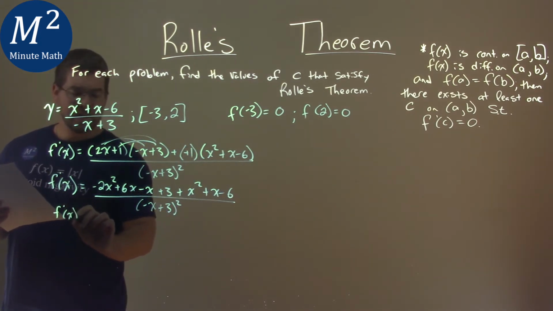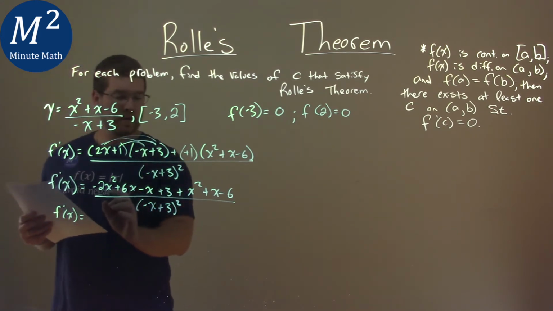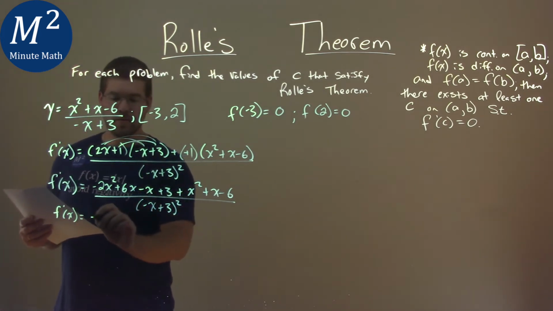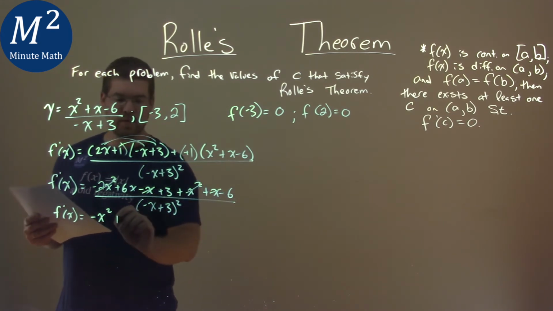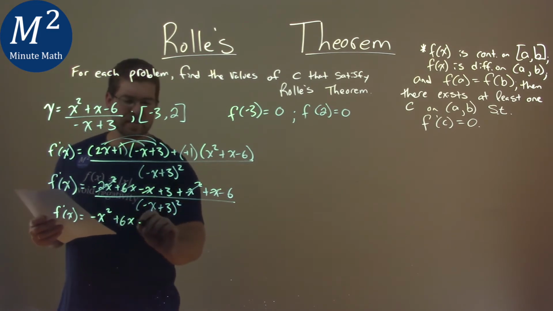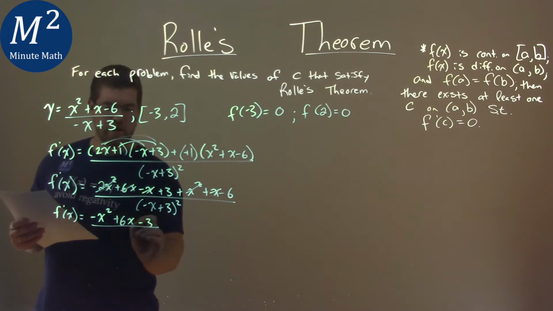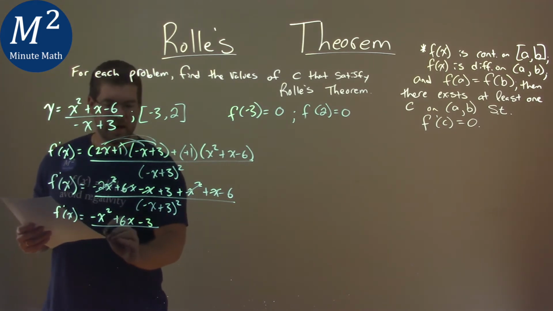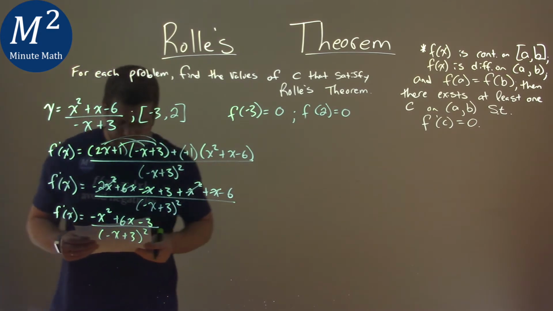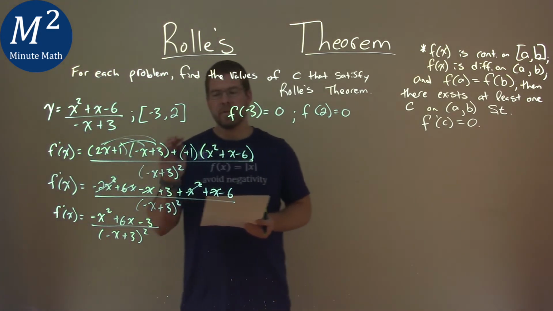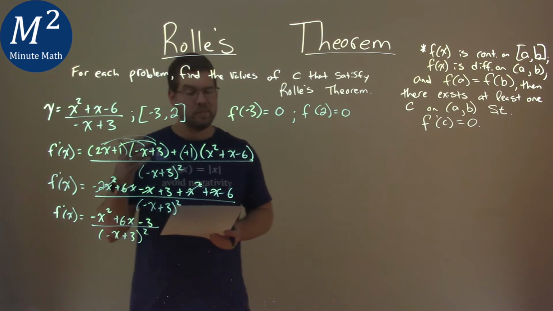F prime of x now is equal to, combine our like terms, negative 2x squared and x squared is a negative 1x squared. Got them? Negative x and positive x cancel, and so we just have a plus 6x here. Got that down. And 3 minus 6 is a negative 3. All that is over negative x plus 3, all squared. Now, this actually can't really simplify any more.